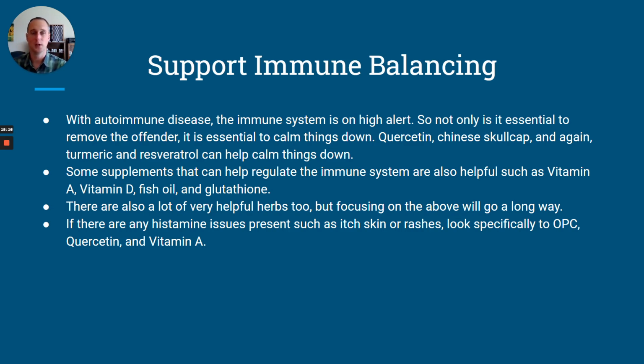And that's the important part of getting the immune system to calm down after we've located and removed the offender. So things like quercetin, Chinese skullcap, and then again, turmeric and resveratrol can help these things. And then we want to help regulate the immune system. And that's where vitamin A and vitamin D comes in. Now, vitamin A, we usually think eyesight, but it does a whole lot more. It really helps healing the gut and really helps with the immune system.